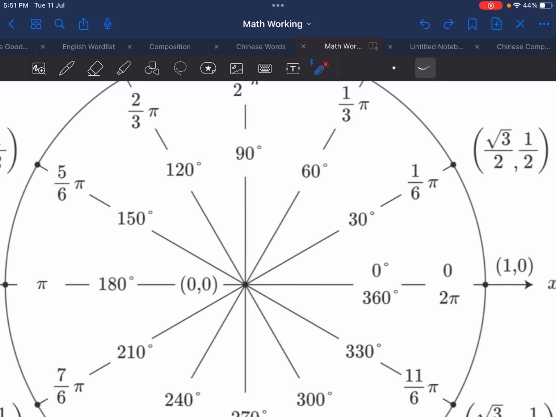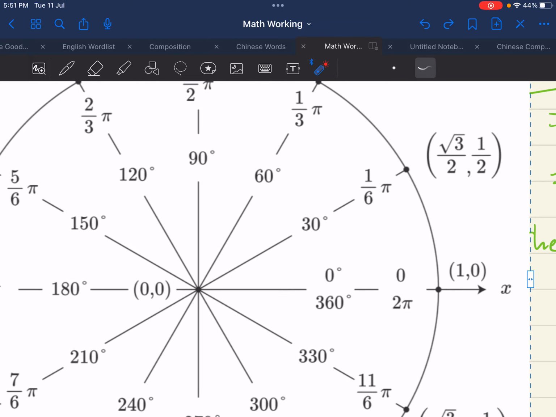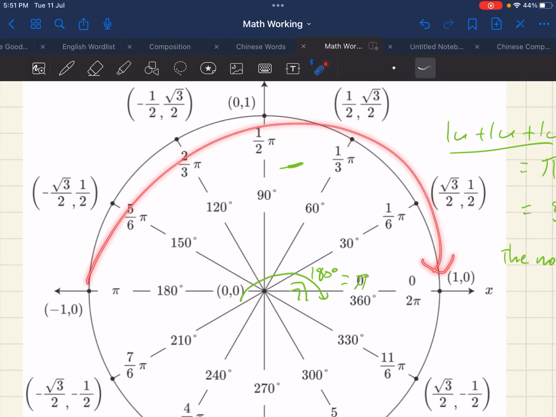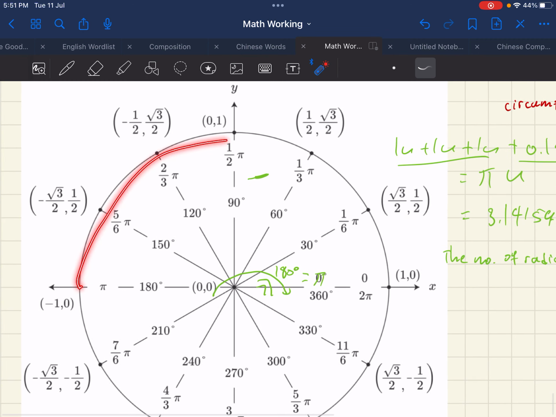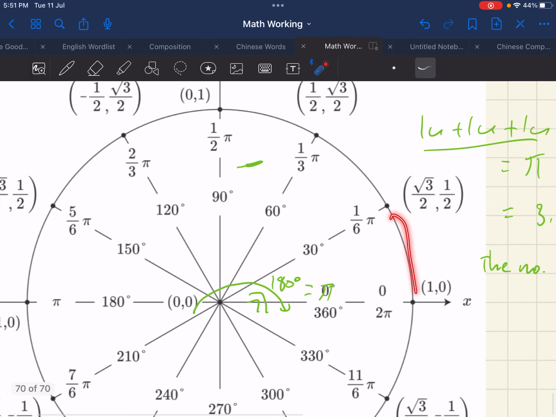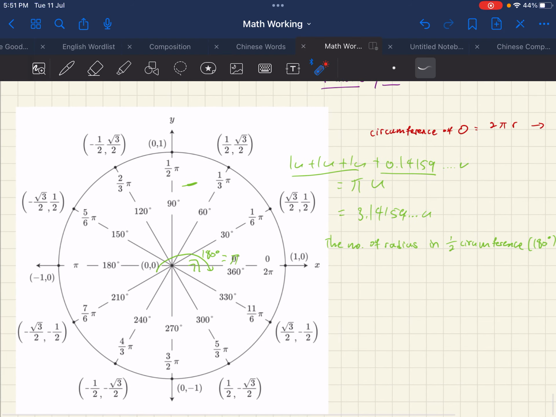So to find the length of this, you know this whole thing is pi. This will be 1/6 pi. Remember, the length of this whole thing is pi r. R refers to the radius. So there's pi number of radius. In order to find this, it will be 1/6 pi times radius. Basically, this is just 1/6 pi of a radius. It's very easy to understand this concept.